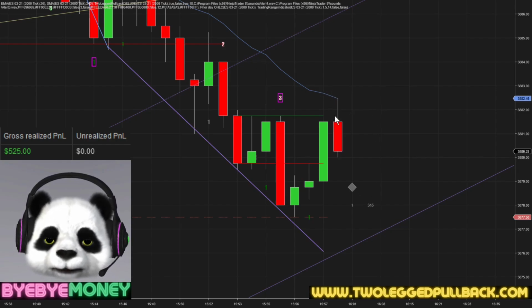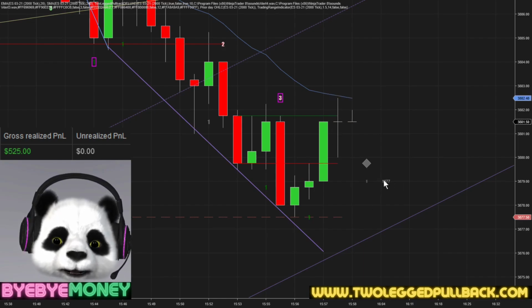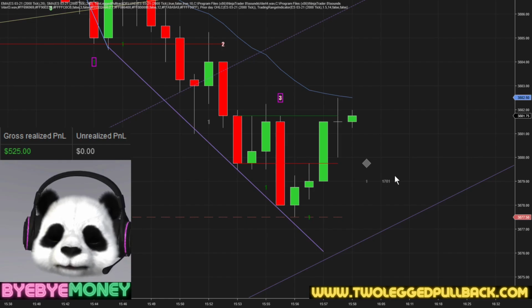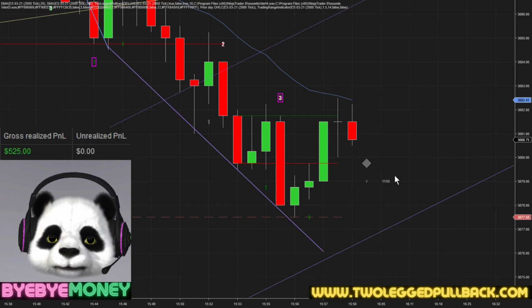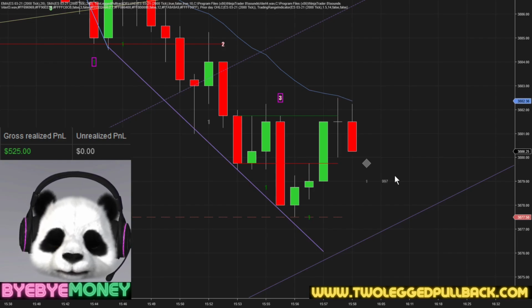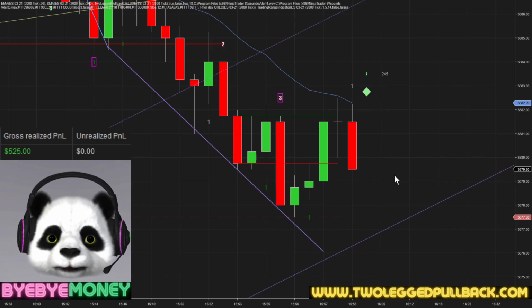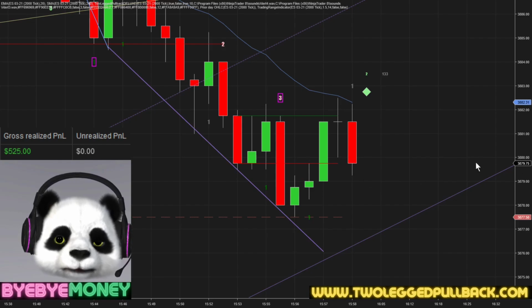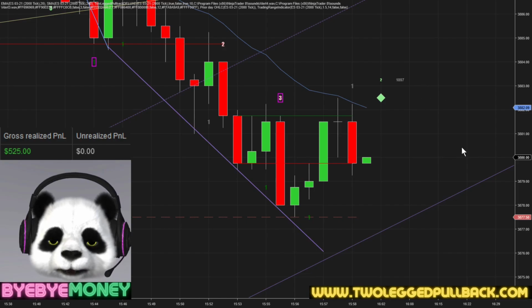First touch to 20 MA, bounces right off. We've got 2 minutes left before regular trading hours close. All right. This is a higher low setup here, but I am currently not interested in this because it's not a second entry higher low.